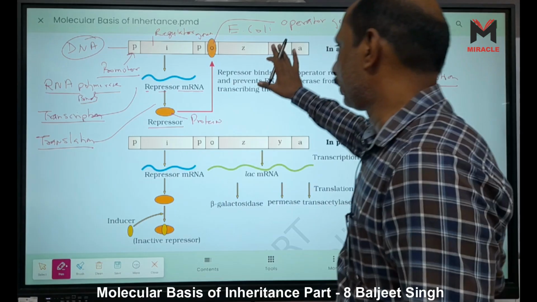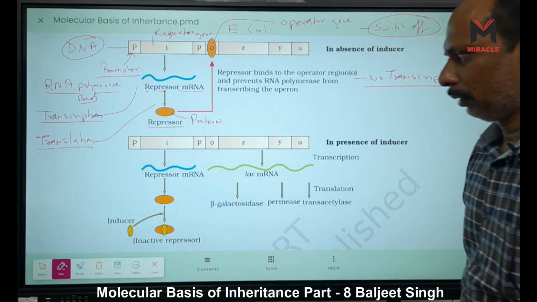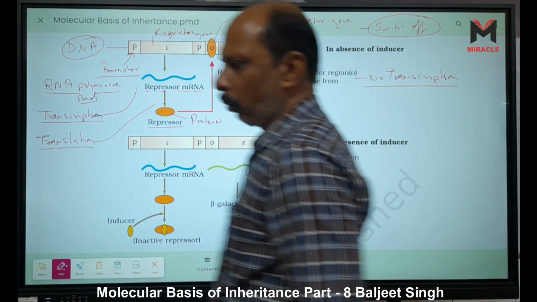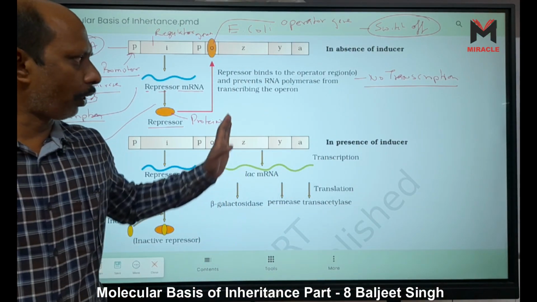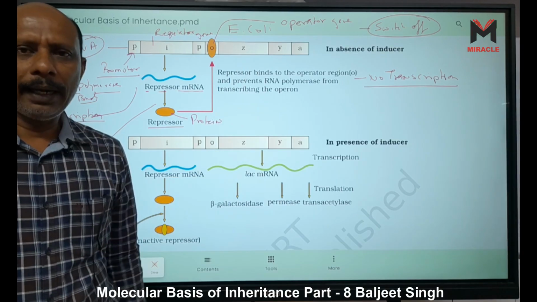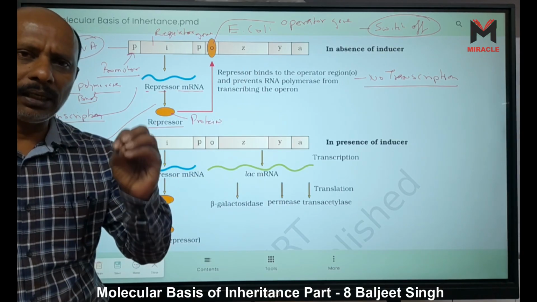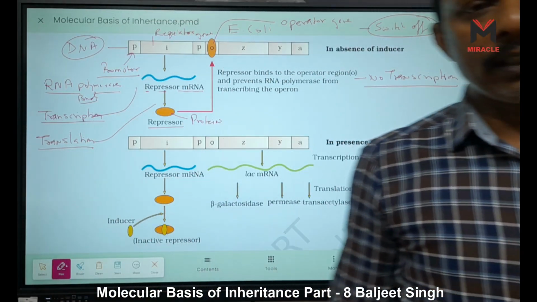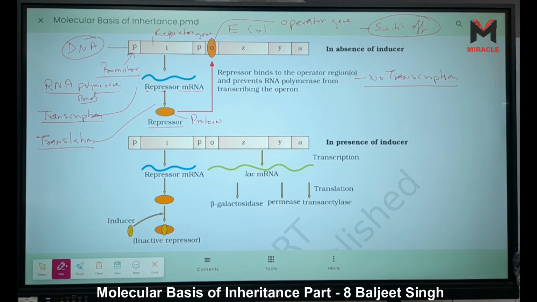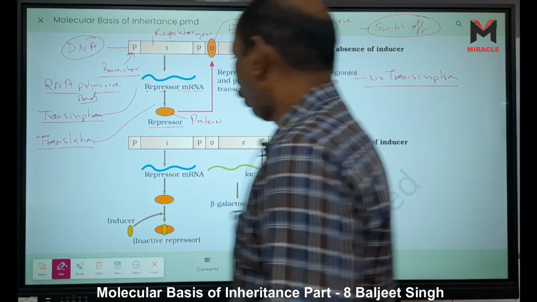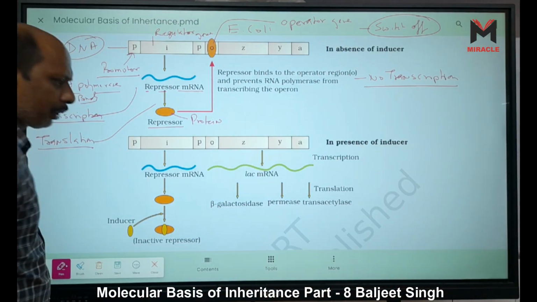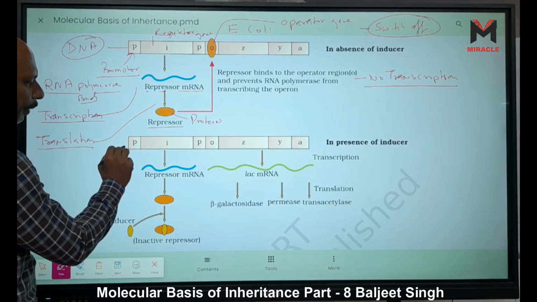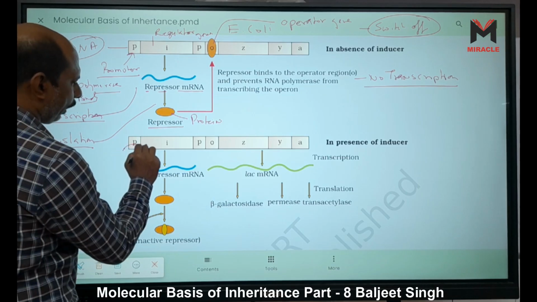No transcription happens here. But if lactose sugar is there in the environment, then what happens? For switch on of this process, lactose is present every time in the cell. It is present in a very little amount, but it must be present inside the cell. Otherwise, this operon model never starts. When an inducer is present, RNA polymerase binds to the promoter site, and then it moves to this side.